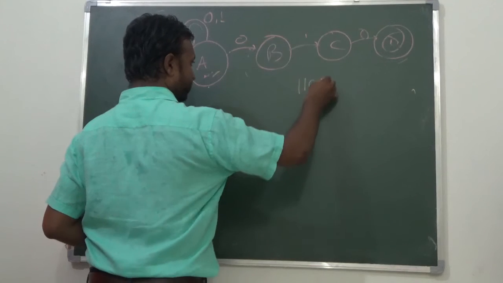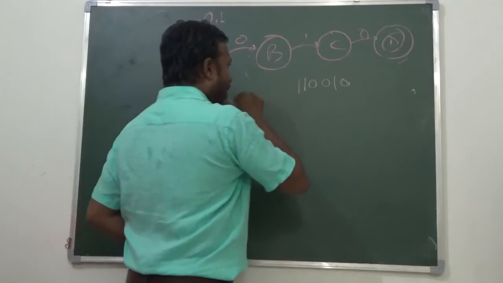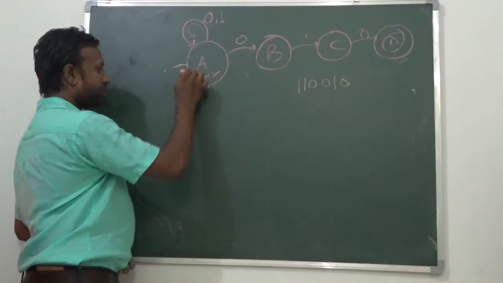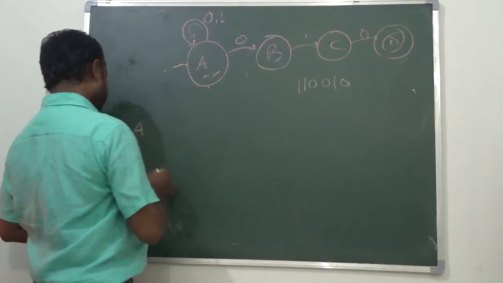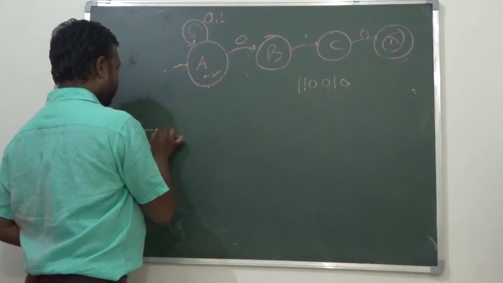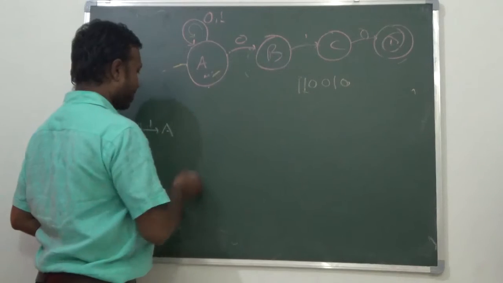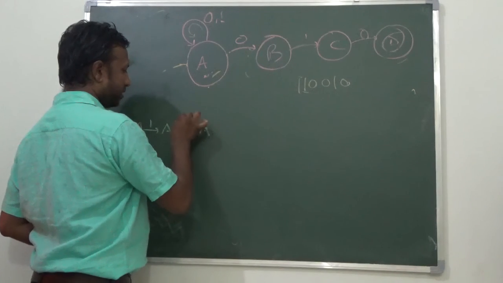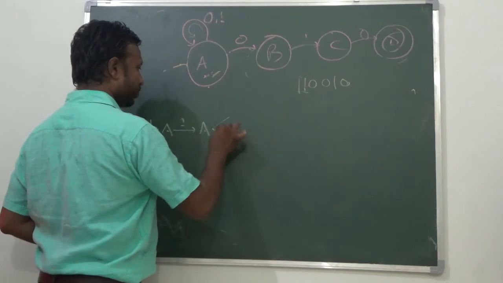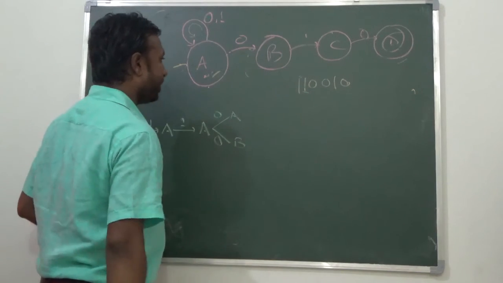1, 1, 0, 0, 1, 0, right? If this is the input, then how will the machine behave? Start with A, so the machine is starting with A, and then the machine needs to process this 1. There is no other option, the machine will go to the state A. Then the machine needs to process this 1, so it will go to the state A. Now the machine needs to process this 0, the machine has two choices, either it goes in the state A or it goes in the state B.